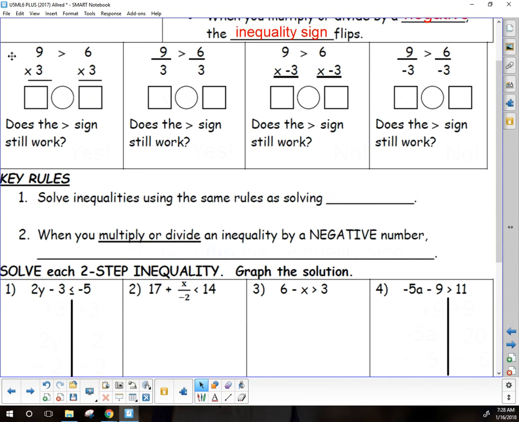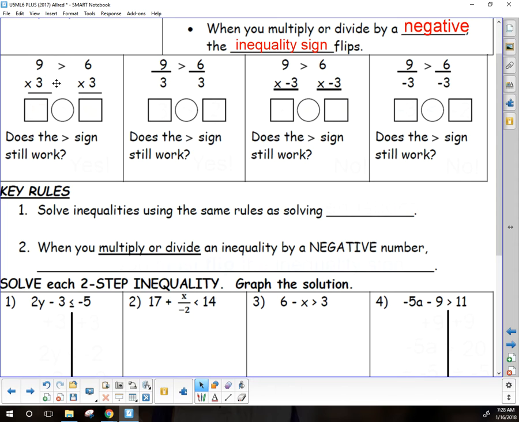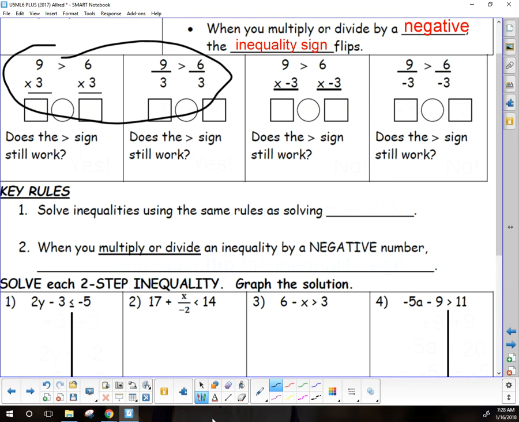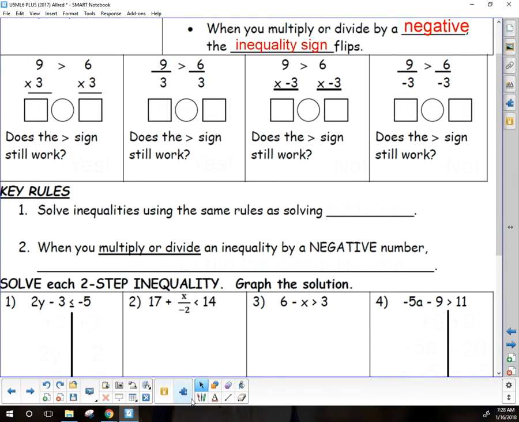So if you look at all four of these cases right here, we're always taking 9 and multiplying it by 3 or dividing it by 3, and taking 6 and multiplying it by 3 or dividing it by 3. The only difference is, in these first two examples, we're going to use all positive numbers. We're going to keep everything positive. But in these second two examples, we're going to multiply or divide by negatives, and you're going to see what happens with the greater than sign in the middle. So in all the cases, 9 is bigger than 6. We can agree with that.